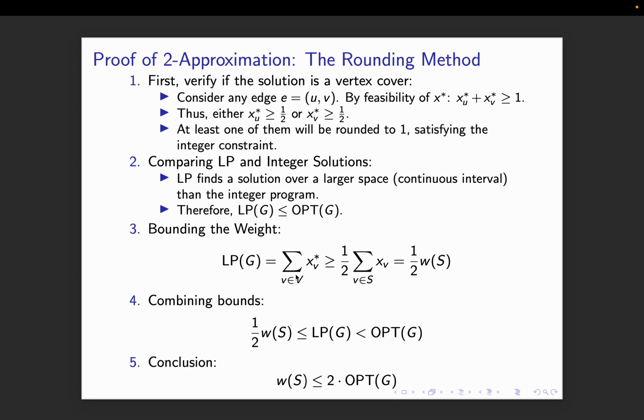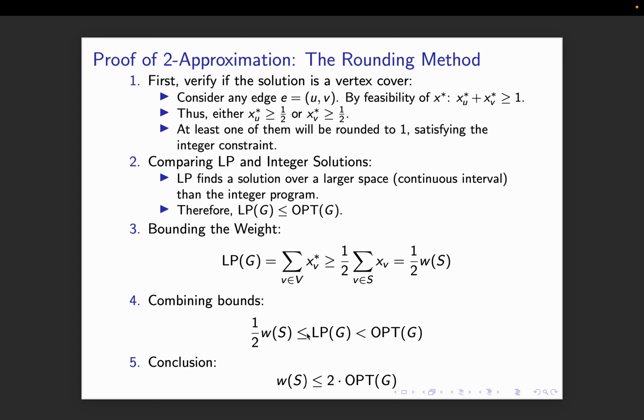Let's say in my capital set V, I had a bunch of vertices, some of which were less than half, some of which were greater than half. I only look at those which are greater than half, and I say that all of them are greater than half. So that's what I'm saying here, that all the vertices that were selected in my solution, and xv for this is actually 1, because now I'm rounding it up to 1. So this is basically just 1/2 times the weight of the solution which is returned by the rounding, after rounding.